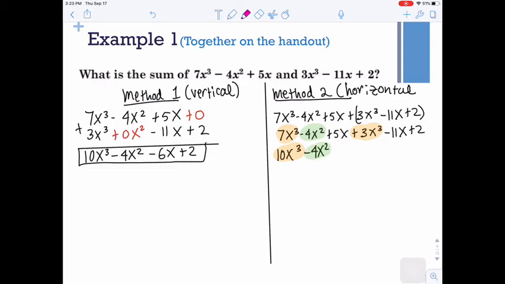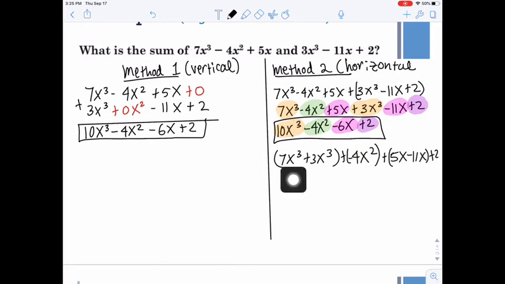Now I want to look for any x terms. I have plus 5x and minus 11x. This gives us negative 6x. And now I want to look for any constants, and all we have left is plus 2. Notice this does indeed give us the exact same answer. When I said you could regroup them, this is what I mean.